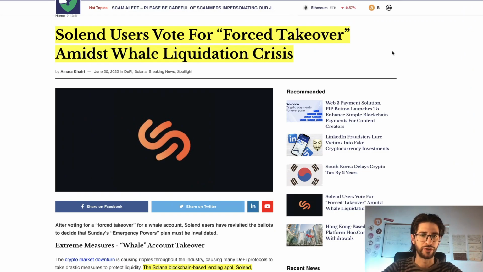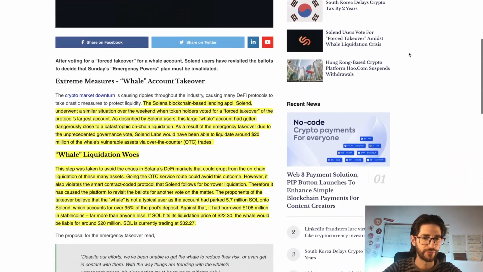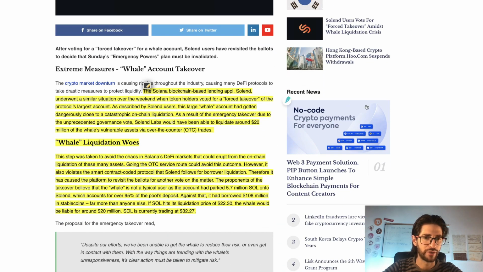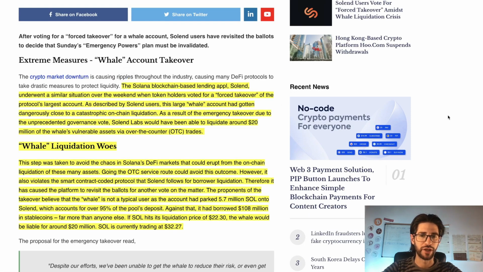And in the news, Solend users vote for forced takeover, ends well liquidation crisis. So with all the crypto market downturn causing ripples through the industry, many DeFi protocols are taking drastic measures to protect liquidity. The Solana blockchain-based lending application Solend underwent a similar situation over the weekend when token holders voted for a forced takeover of the protocol's largest account. As described by Solend users, this large whale account had gotten dangerously close to a catastrophic on-chain liquidation.